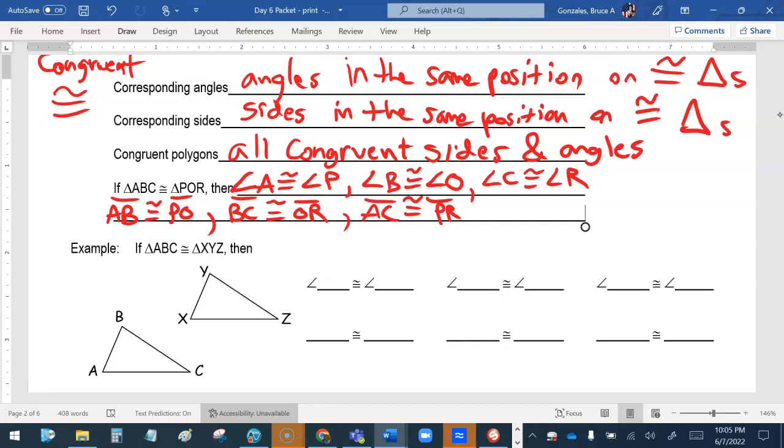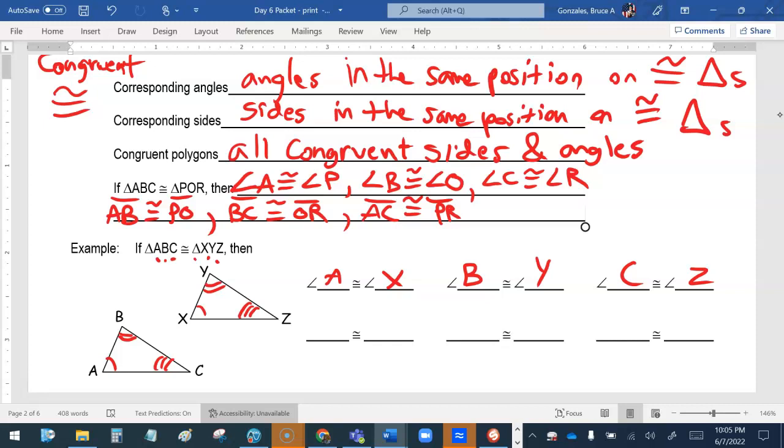All right. So easiest way to do this, first letter, first letter. So angle A is congruent to angle X. Second letter, angle B is congruent to angle Y. And we're going to label these with an arc for the first letter, two arcs for the second letter. Okay, and then the third letter, C and Z, those angles are congruent. We'll put three arcs on that. And then we'll go from there.